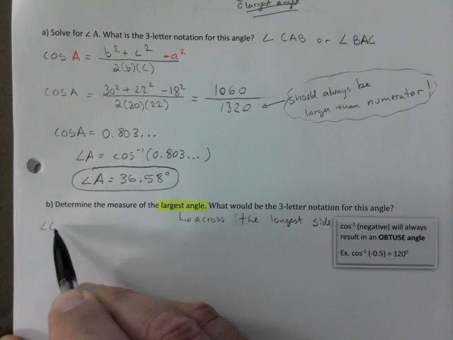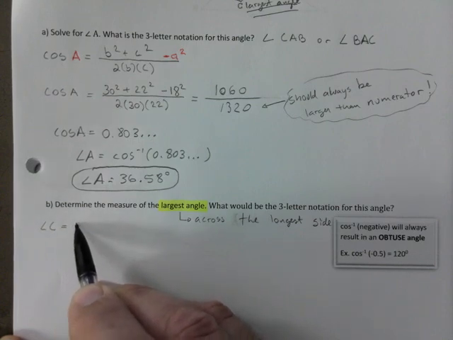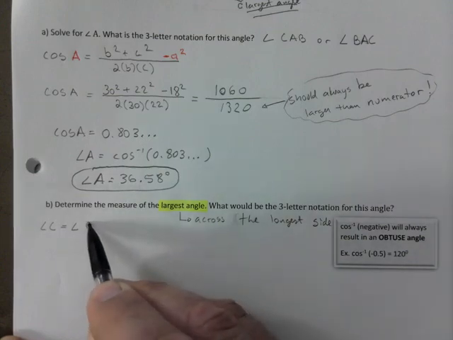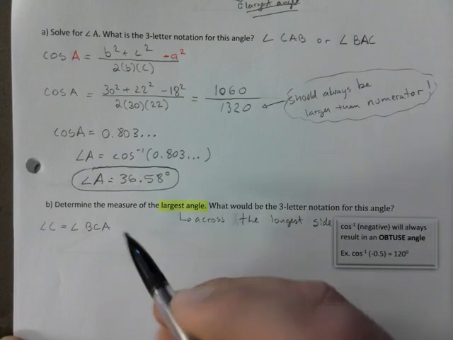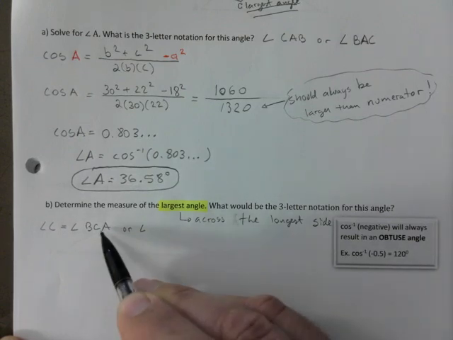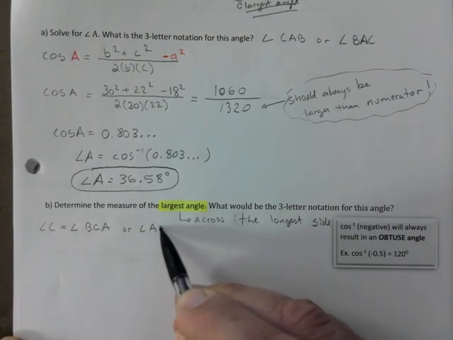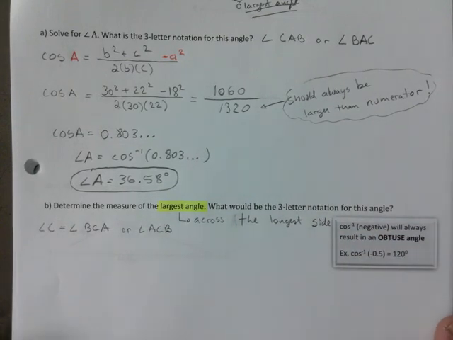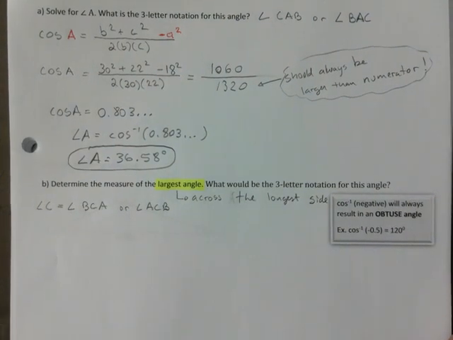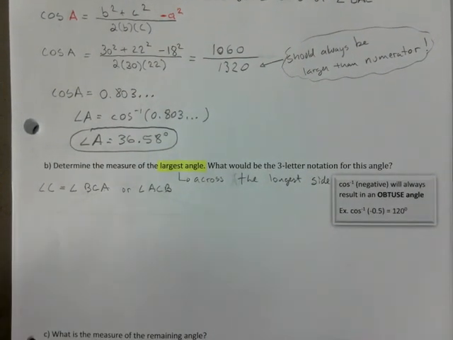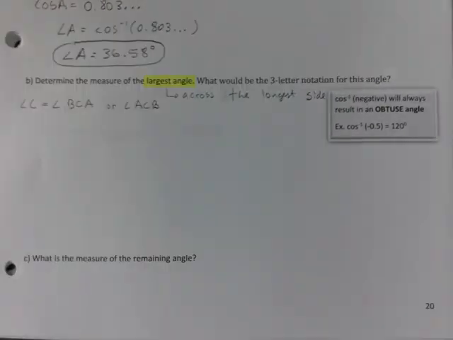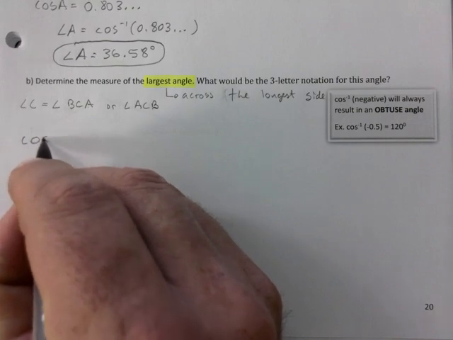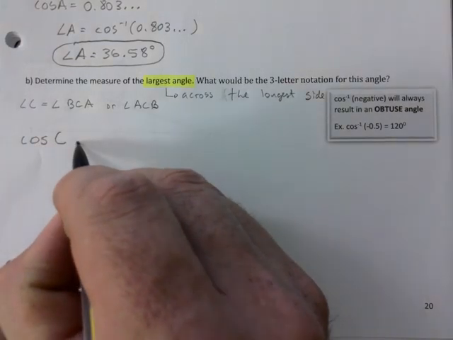Angle C, and what's the three-letter notation? Angle, you go to one of the sides, so you go BCA, or angle ACB, you go backwards. And don't forget how to do that. And here we go, guys. Let's solve this thing now. I'm not going to rewrite it using letters. I'm just going to say cosine, not just C, but cosine of angle C.